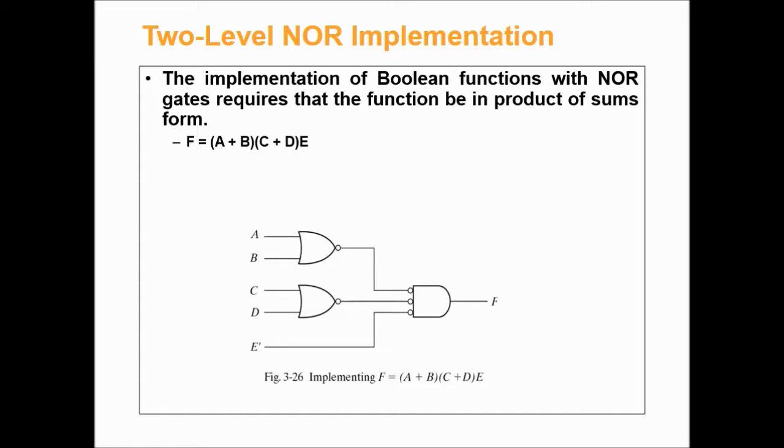This figure shows the NOR implementation of a function expression F equals (A+B)(C+D)E as a product-of-sums form. The OR-AND pattern can easily be detected by the removal of the bubbles along the same line. Variable E is complemented to compensate for the third bubble at the input of the second-level gate.